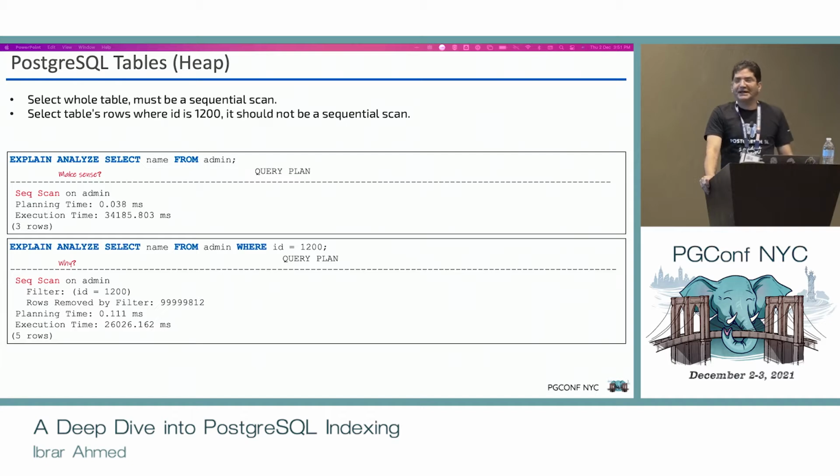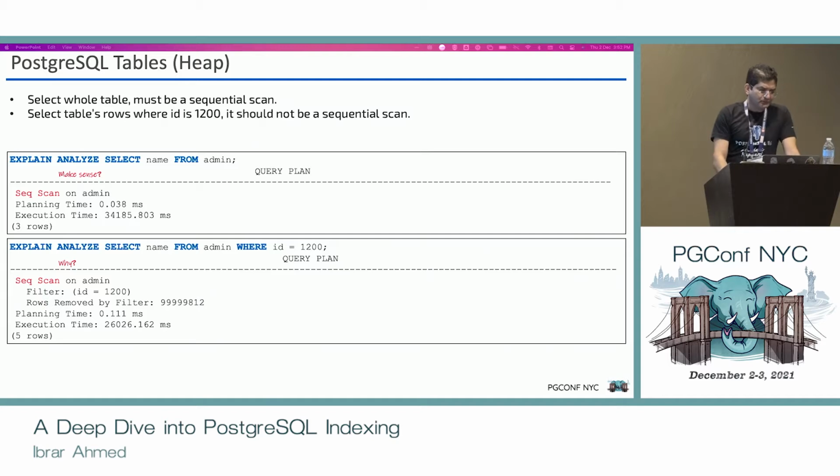But in a second example, we are searching for a specific tuple where ID is equal to 1200. Does that make sense? Do we have to scan the whole table? You can see, again, we have a sequential scan here. We are scanning the whole table just to search for ID equal to 1200. That doesn't make sense. Why? Because we are searching for just one tuple and we are reading the whole table just to find that tuple.